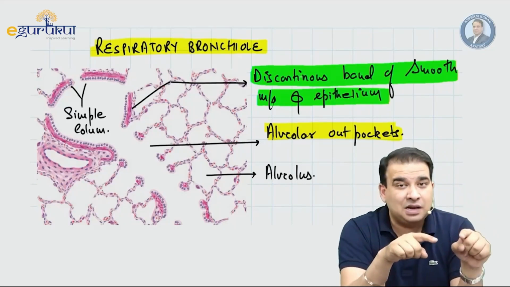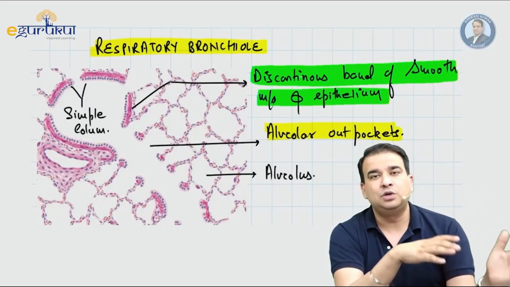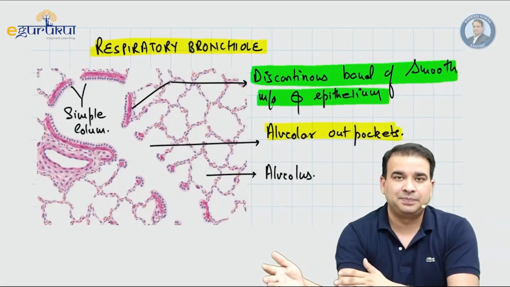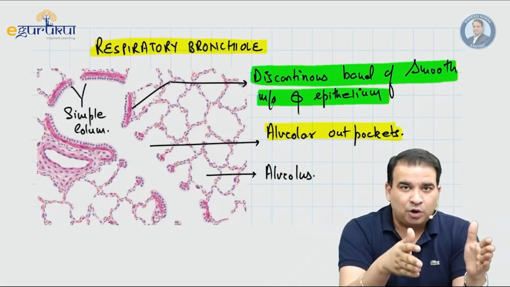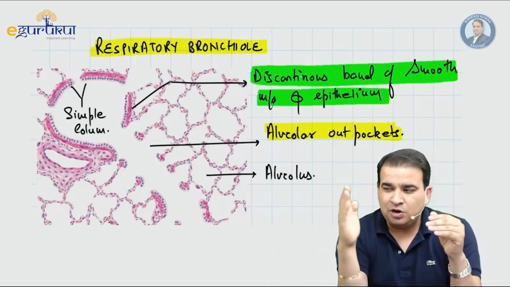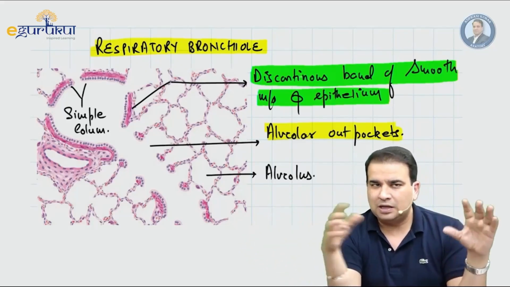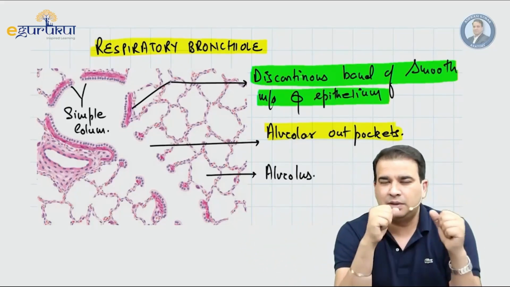And the lining epithelium has now changed from the pseudostratified ciliated columnar to simple columnar epithelium. From the terminal bronchiole, now we come to the respiratory bronchiole, the one you're looking at. It has a discontinuous band of smooth muscle and discontinuity of the epithelium also. Otherwise, most of the features look like the bronchiole.